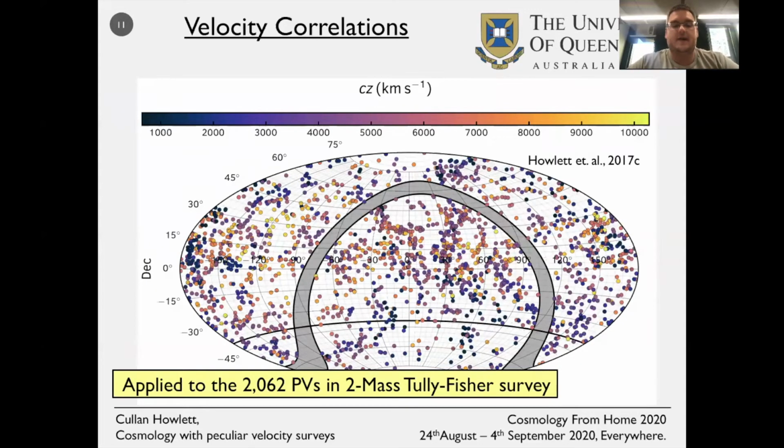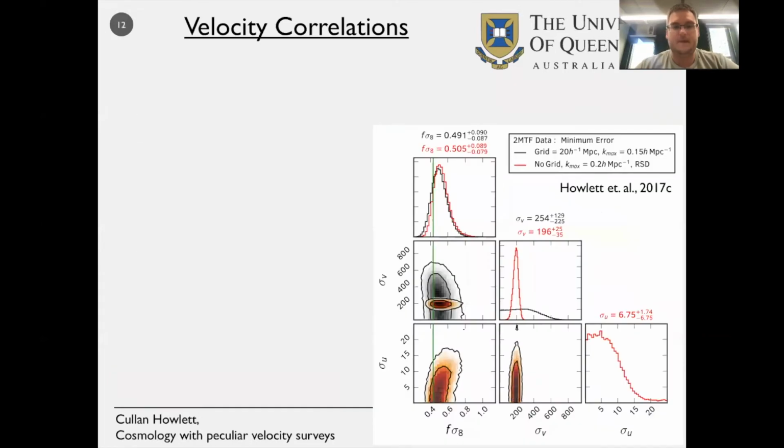And so this is exactly what we did in 2017 with this 2MTF Tully-Fisher survey. This contains about 2,000 peculiar velocities across the entire sky, except for this small region around the galactic plane. And they're all very low redshift. Here, the maximum redshift of the data is about 11,000 kilometers per second, which is roughly 100 megaparsecs of reach, or just a bit more.